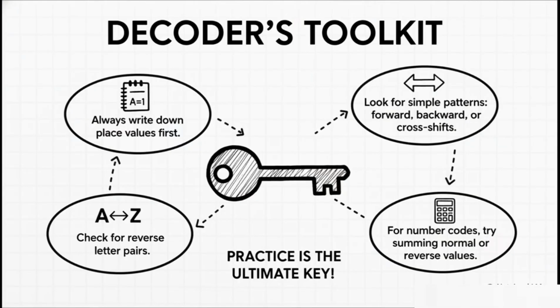Okay, let's quickly summarize your new decoder's toolkit. Rule 1, always start with the place values. Rule 2, look for the simple patterns first, forward, backward, cross shifts. If those don't work, then start looking for more complex things like reverse pairs. And the most important rule of all, practice, practice, practice. That is the ultimate key to getting fast and accurate.